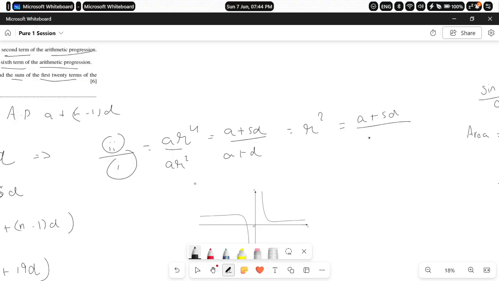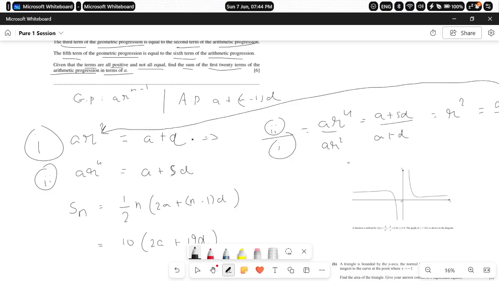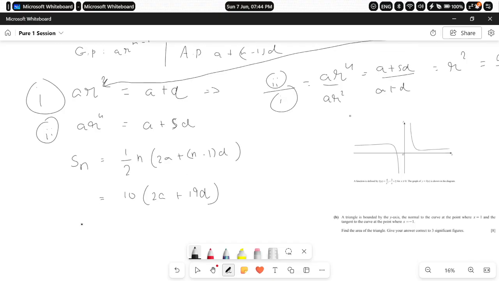Now you can put this back into r squared so that you can get an equation in terms of a and d. And then the logic is that you separate d and you'll get an equation in terms of a, which you can substitute for d. So that's basically what I'm trying to do over here.